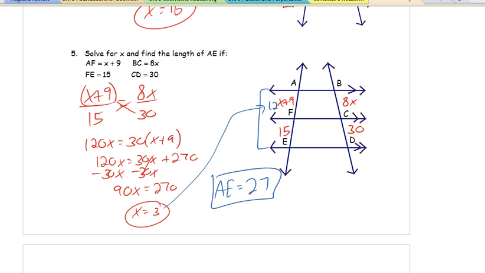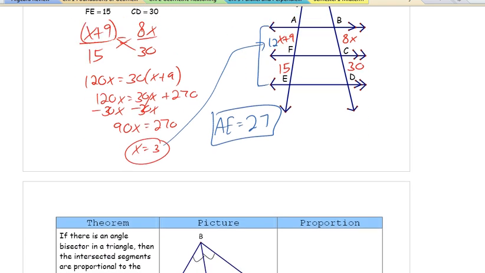So again, they are written almost there for you. X plus 9 over 15 equals 8x over 30. Now, if you wanted to, you could do x plus 9 over 8x equals 15 over 30. That wouldn't change it, but this is probably just easier.